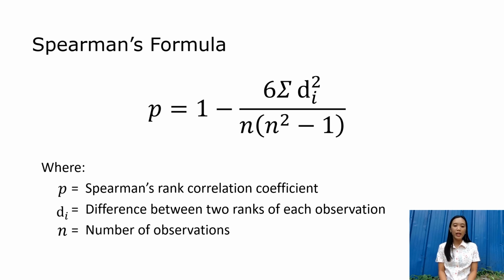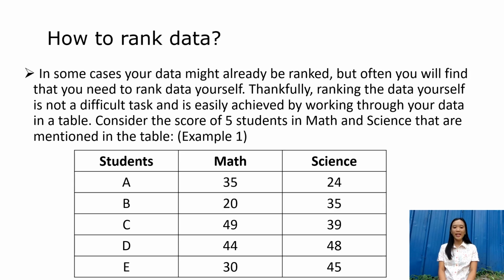The Spearman's formula is rho equals 1 minus 6 times the summation of d sub i squared over n times n squared minus 1, where rho denotes Spearman's rank correlation coefficient, d sub i denotes the difference between the two ranks of each observation, and n denotes the number of observations. How to rank data?